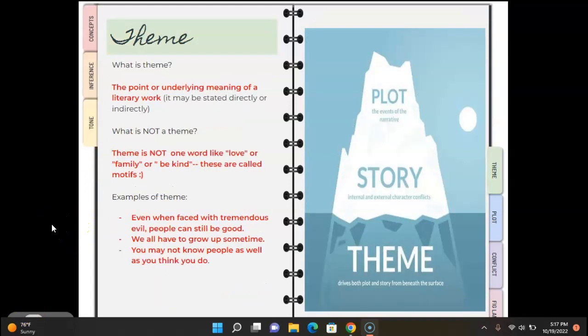Up next, we're talking about theme. Theme is a really big thing that we're going to be talking about in English class and for the rest of your English career, so it's important that we understand it.